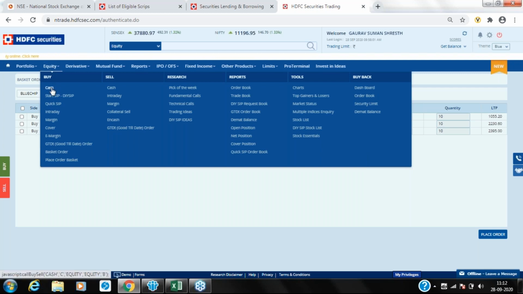Now moving back to the main topic, which is the other two orders, the bracket order and the trailing stop loss order.